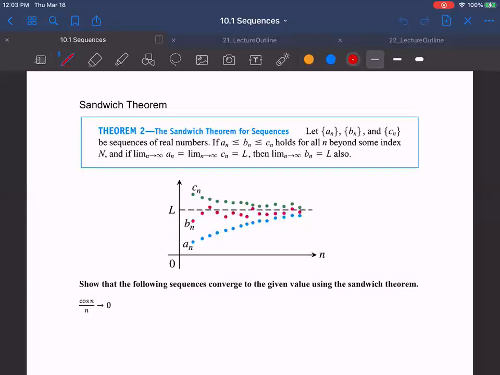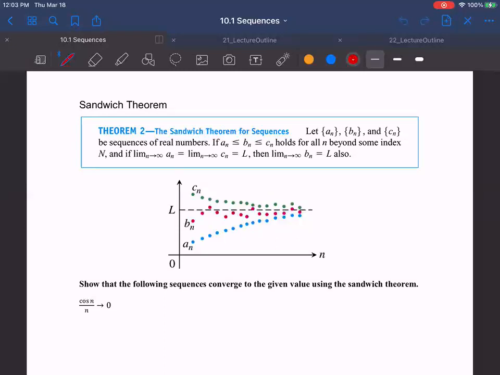And so you can see here that we've got these different sequences, A, B, and C, and B is trapped in between A and C everywhere. And A and C both go to the same limit there. And so therefore B must also as well, because it's in between them like that. So even though B isn't behaving nicely and it's bouncing all over the place, A and C are easier to do, and therefore we can figure out what it is.